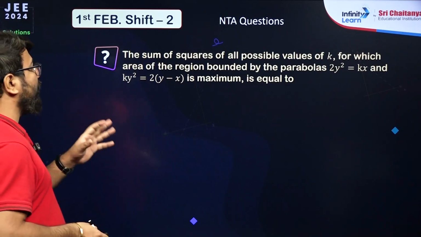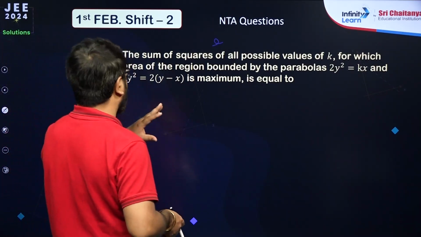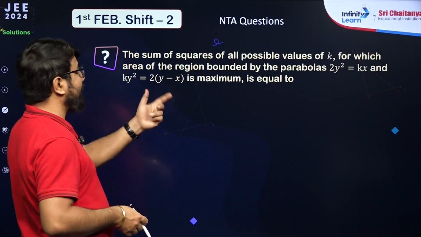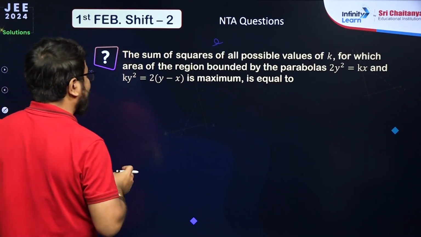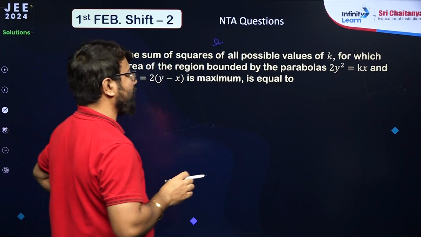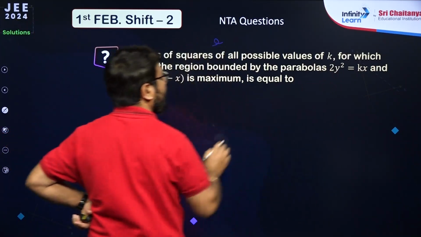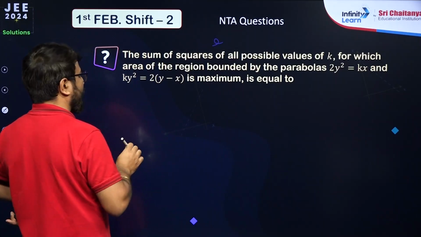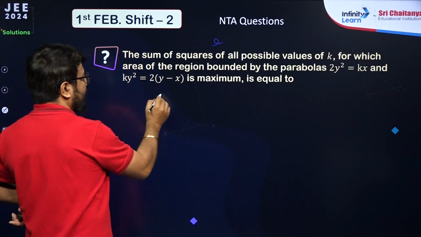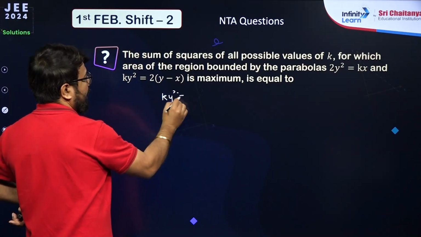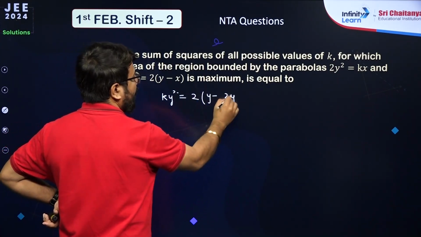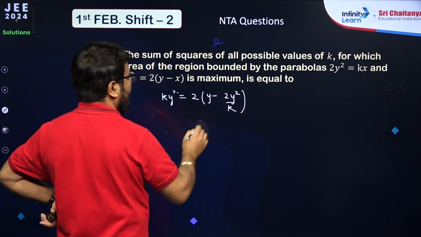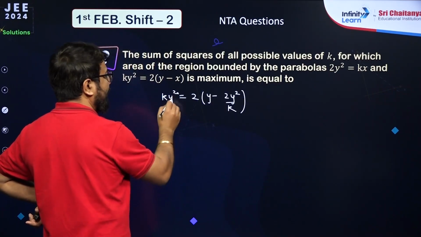If the sum of the square of all possible values of k for which the area of the region bounded by these two parabolas is maximum is equal to what? I will be writing here the value of x that we can obtain from here. Basically, it is 2y square upon k. So if I replace ky square with 2 times y minus x, the value of x is 2y square over k from here, then I can simplify and try to get the value of y.